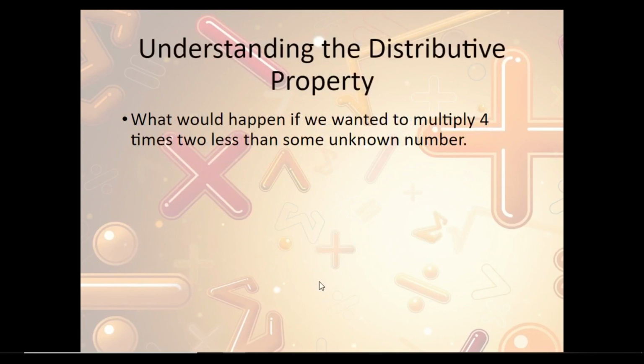Distributive property. What would happen if we wanted to multiply 4 times 2 less than some unknown number? So instead of just being 4 times x, we want it to be 4 times some grouping of a number. In this case, x minus 2. So we write it just like this, 4 times x minus 2.